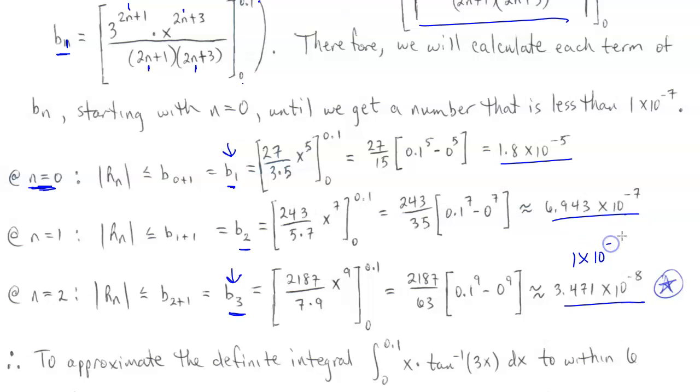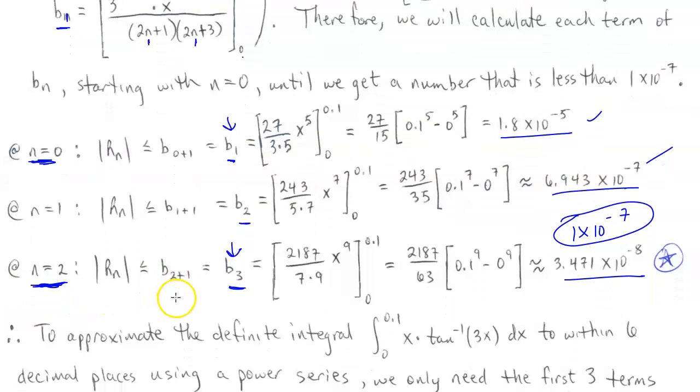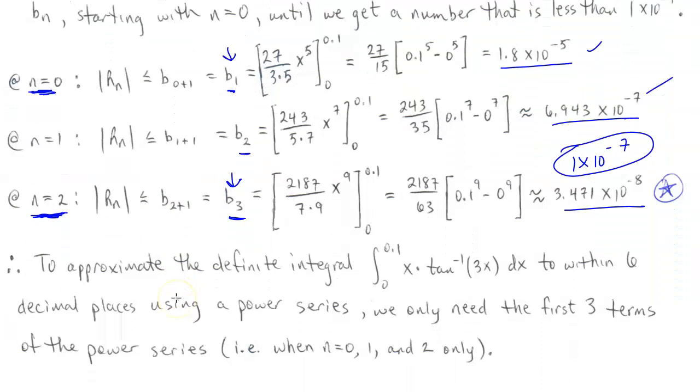Because this is kind of what I'm looking for here. And of course, 3.471 times 10 to the negative 8 is smaller than 1 times 10 to the negative 7. And of course, both of these other terms were bigger than this number here, so I had to keep on going. So what this tells us is that we're going to stop here when n is equal to 2, which means we're just going to use the first three terms of our power series.